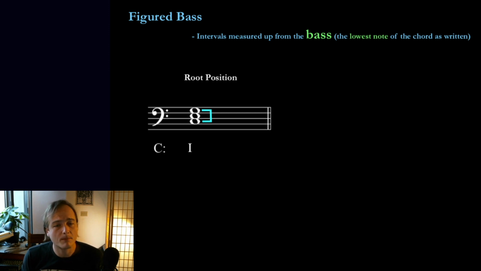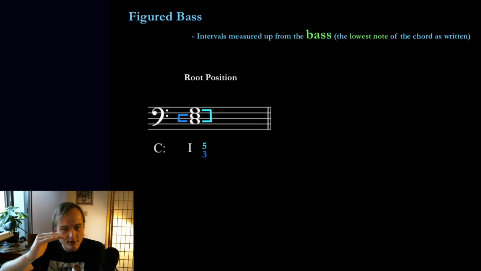Let's actually go about measuring these intervals from the lowest note. So C up to G will be one interval, and C up to E will be the other interval, to measure the root position chord intervals up from the lowest note. So what are the figures for this chord? Well, they're going to be 5 for the G, that's a perfect fifth, as we know, and 3 for the E, that's the major third. So C to E, that's a third, C to G, that's a fifth. We're just measuring up the intervals from the bass.